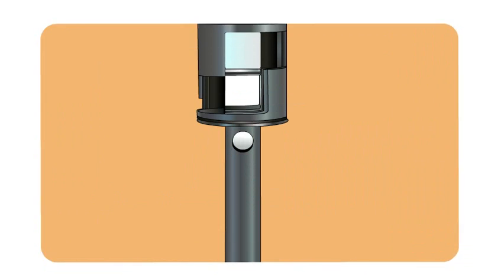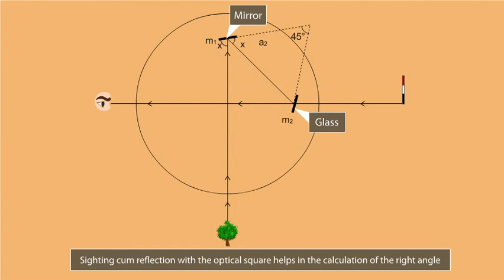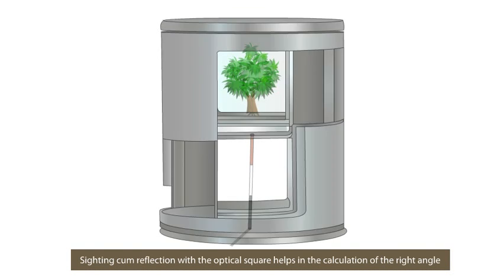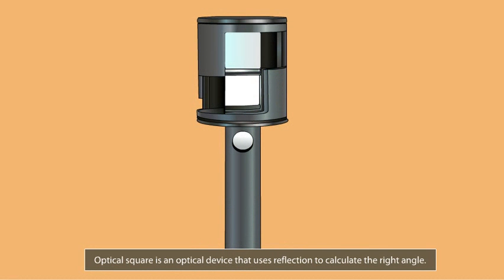The optical square is a device that helps us calculate or mark or sight angles with the help of the reflected image of an object. The surveyor is able to calculate right angles with the optical square by sighting a ranging rod through a sighting glass and identifying the line forming the right angle based on a reflection above the glass. So, remember, the optical square is an optical device that uses reflection to calculate the right angle.